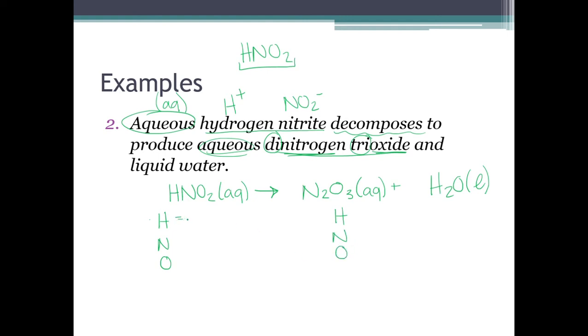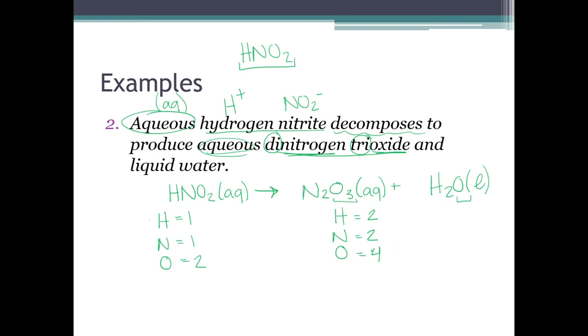In our reactants, we have 1 hydrogen, we have 1 nitrogen, we have 2 oxygens. In our products, we have 2 hydrogens, we have 2 nitrogens, and we have 3 plus 1 is 4 oxygens. Don't forget to look out for elements showing up in more than one place. We said that if they do that, we should probably balance those first. So let's go ahead and do that.